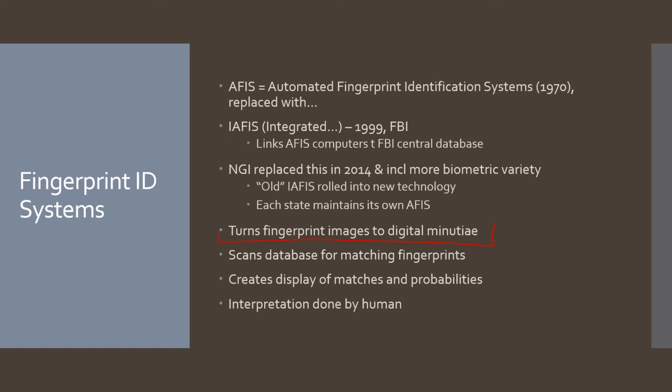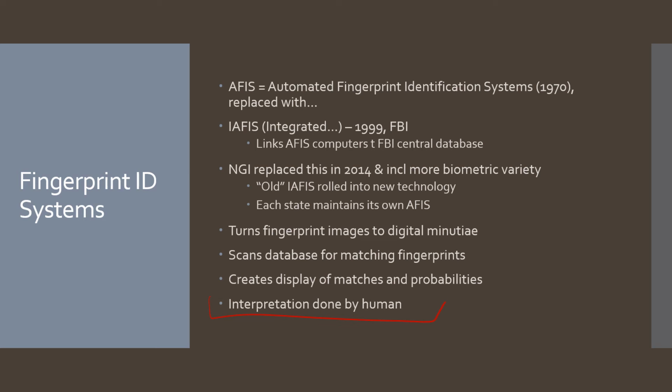It scans a database for matching fingerprints, so it looks for those points of minutia and compares them with a database. And then it creates a display of matches and probabilities. So whereas before with the iris, you'd have one code and another code, and either they match or they don't, and it's up to a person to determine the relevance of that. This is similar in that you have a series of minutia identified on one set of fingerprints and a series of minutia identified on another set of fingerprints. You're given a list of possible matches out of that database. Ultimately, though, the final interpretation is done by a person.